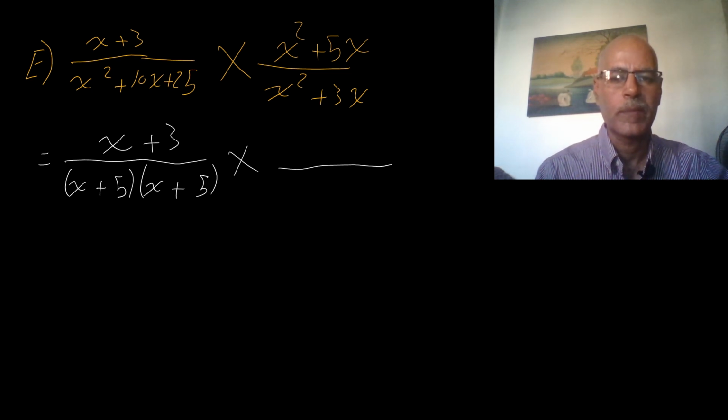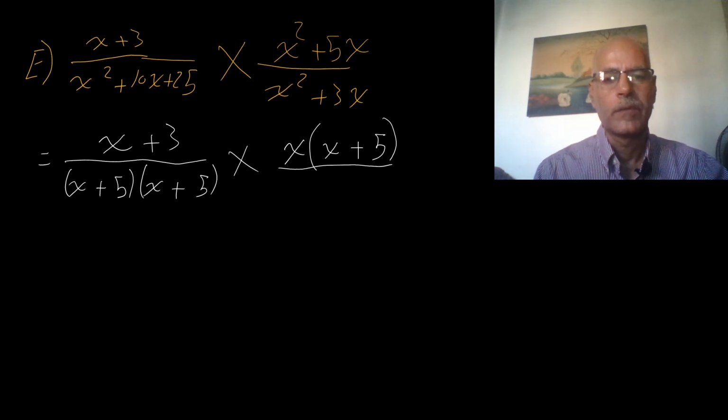x squared plus 5x. Let's take x common. There is a common x here. x squared over x will be x, plus 5x over x is 5. And x squared plus 3x, take x common.